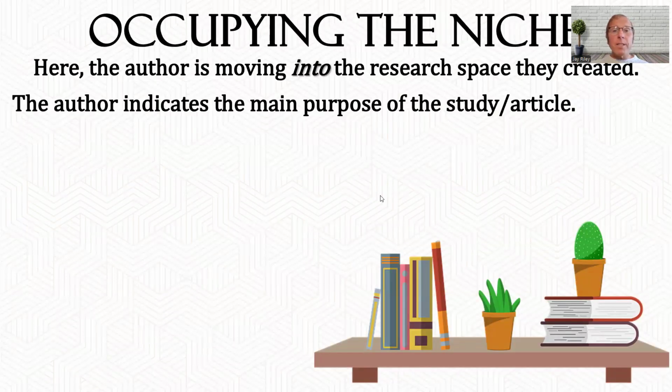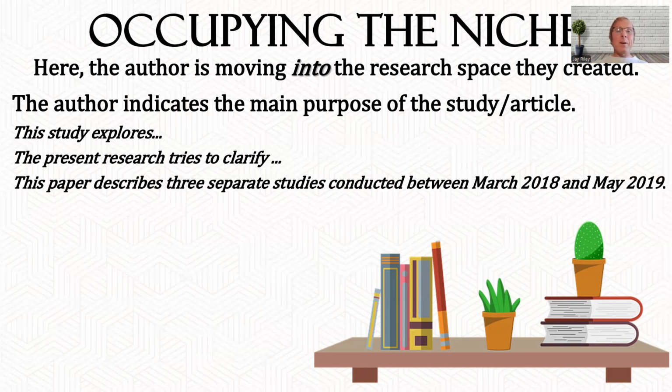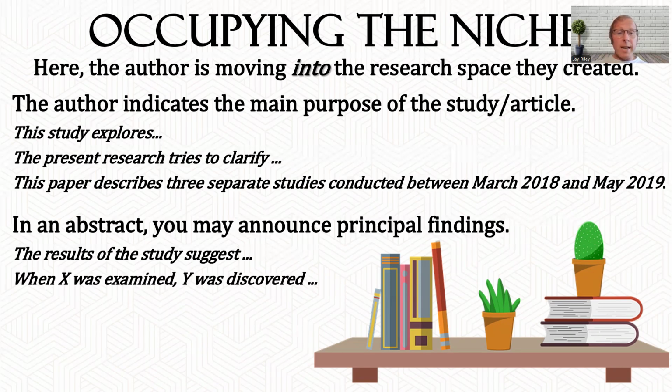So when we're occupying our niche, we're moving into the research space that we created, and we're indicating the purpose of our study. So we'll say things like this study explores, the present research tries to clarify, this paper describes. Okay, now this is something that we're going to say in the introduction of our thesis or dissertation. If you're writing an abstract to present at a conference, you will likely announce your principal findings if you've gotten that far in your research. So you'll say the results of this study suggest when X was examined, Y was discovered.